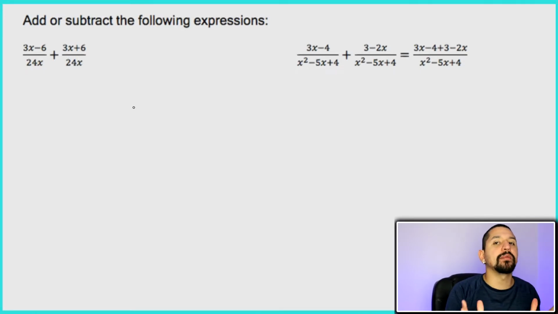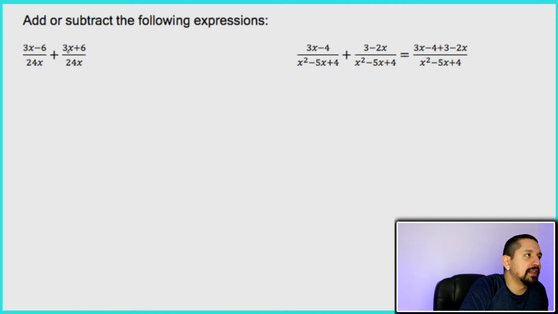And again, I should probably be better and write, hey, simplify the following expressions into an equivalent form, something that tells you to produce it into an equivalent form. Because if I say add or subtract, you could just add them and not simplify, right? So I gotta be a little better on how I'm wording my questions, but let's go ahead and check this out. So we got (3x minus 6) over 24x plus (3x plus 6) over 24x.